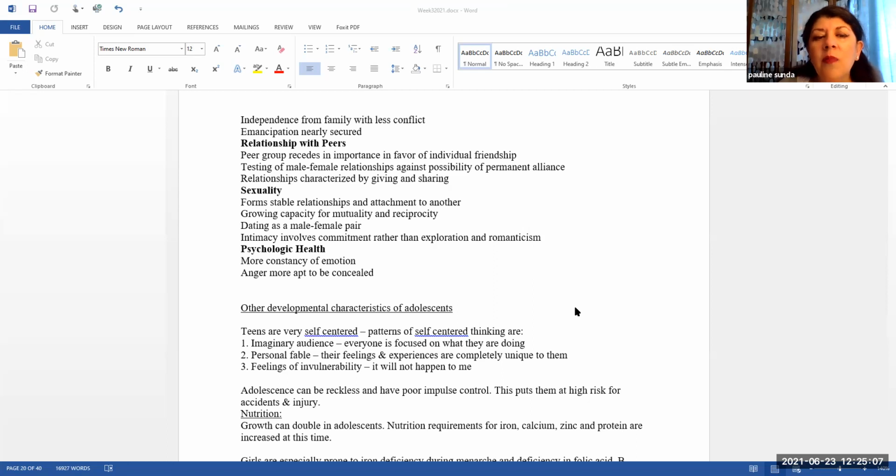Psychological health, really they have more of a constant emotional state. And if they do become angry, they are able to control that anger and hide it a little bit better.